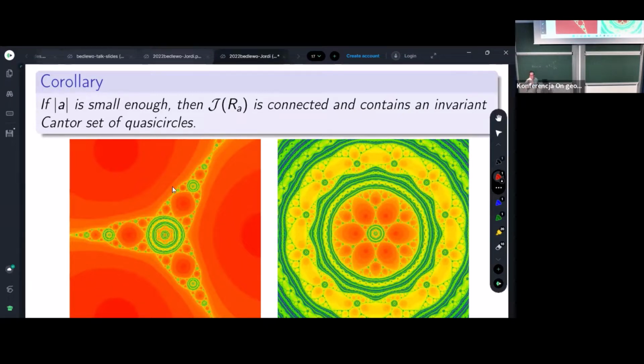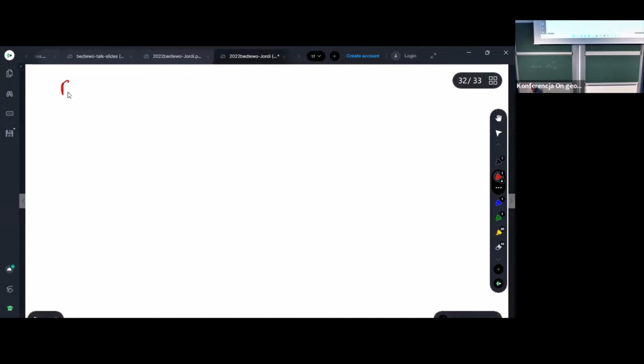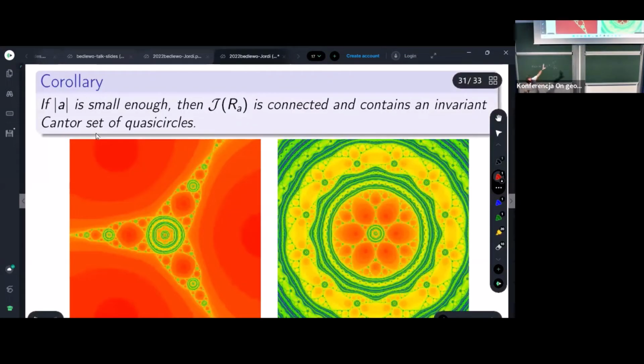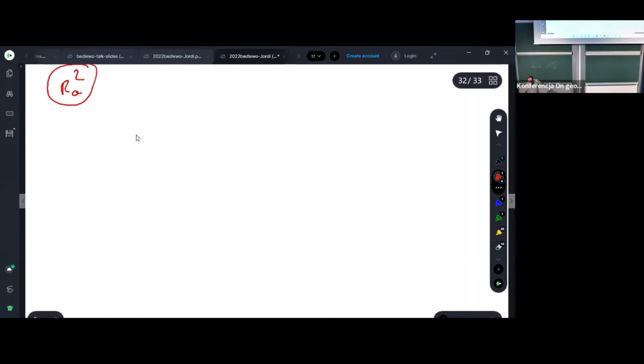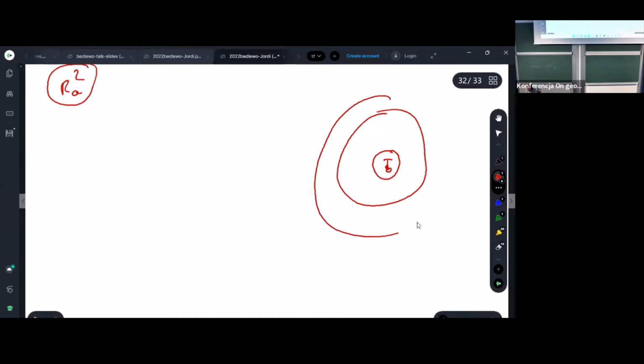So yes, let's just recapitulate. What does this mean? Remember that our construction is done for R_A squared, not for R_A. If the modulus of A is small enough, what you prove is that you are in the situation of the Cantor set of quasicircles. In McMullen's case this means you have the trapdoor, which is the preimage of infinity, and an almost straight annulus, which contains the 6 critical points, 1, 2, 3, 4, 5, 6, and is mapped with degree 6 to 1 in here.